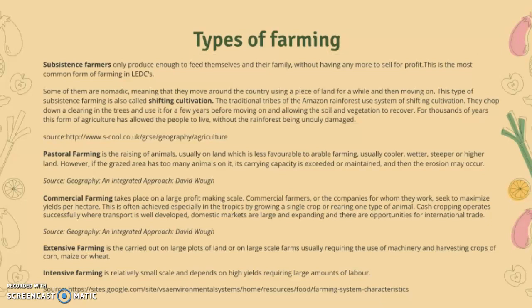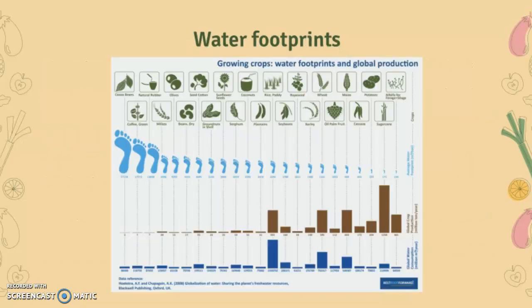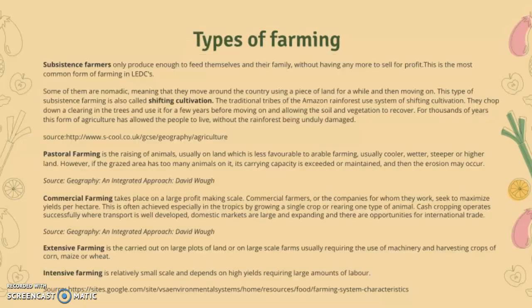Subsistence farming, where people only produce enough to feed themselves and their family without having any more to sell for profit. This is the most common type of farming in LADCs, and some of them are nomadic, meaning they move around the country, and that's what shifting cultivation is, as mentioned here. And then you have pastoral farming, which is the raising of animals, usually on land which is less favorable to arable farming, as arable farming is the raising of just plants.